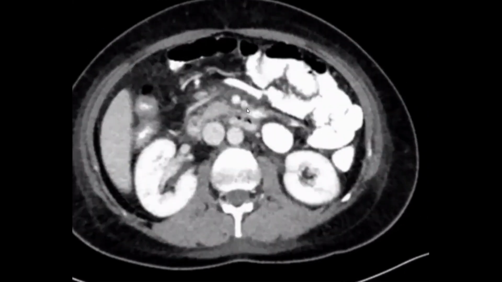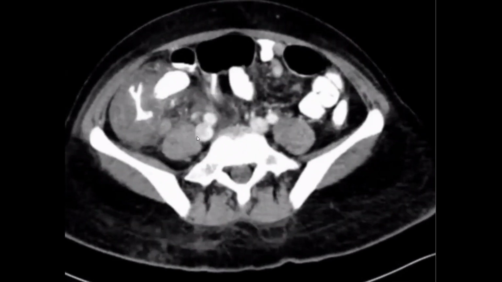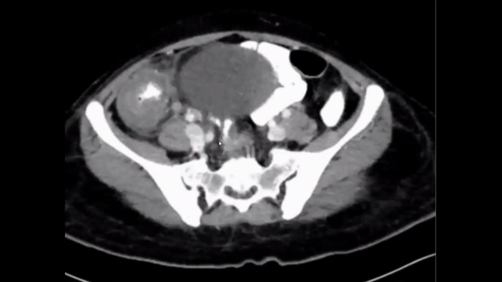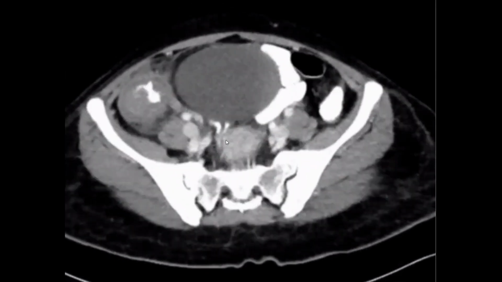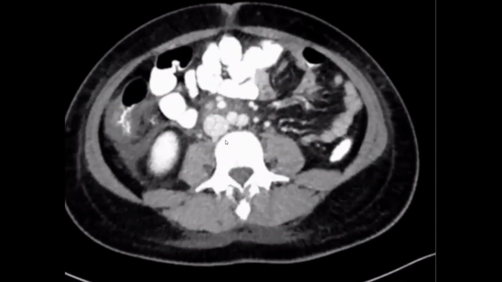Okay. So I'm provided with CT scan images. I could appreciate mild bilateral pleural effusion, and there is significant thickening noted in the cecum and the ascending colon. There is mild stranding as well, along with thickening of the peritoneal fascia. The ileocecal junction is partly involved, but dilatation is spared.